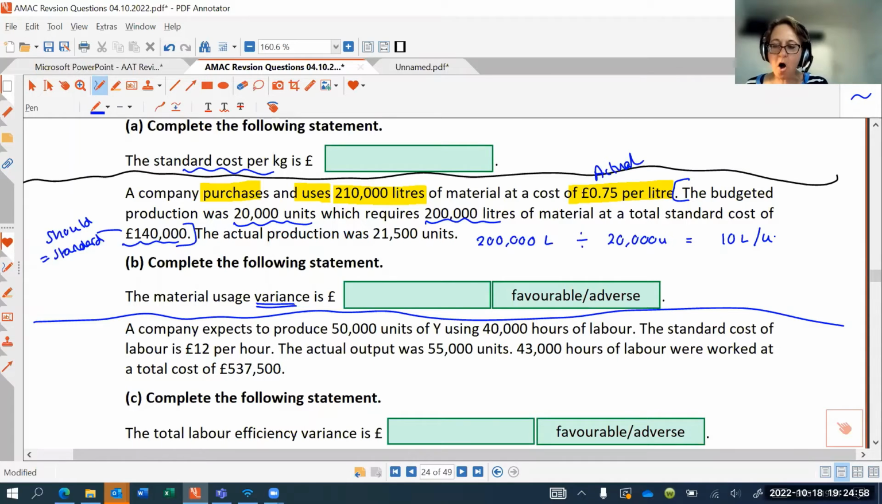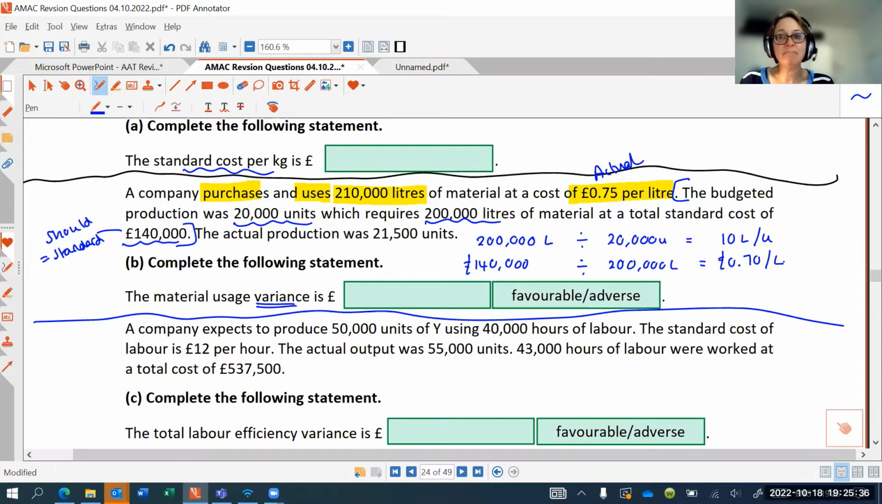Then I want to know the cost per litre. Exactly the same idea. Cost per litre. Turn the per into a division sign. Find the cost. The cost is supposed to be 140,000. That's the cost of 200,000 litres. $140,000 spent buying 200,000 litres. I'm getting 70 pence per litre. Excellent.